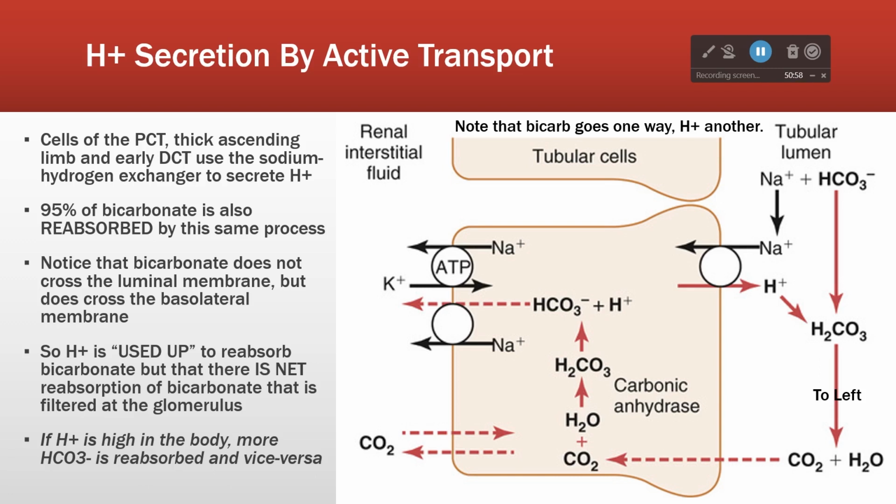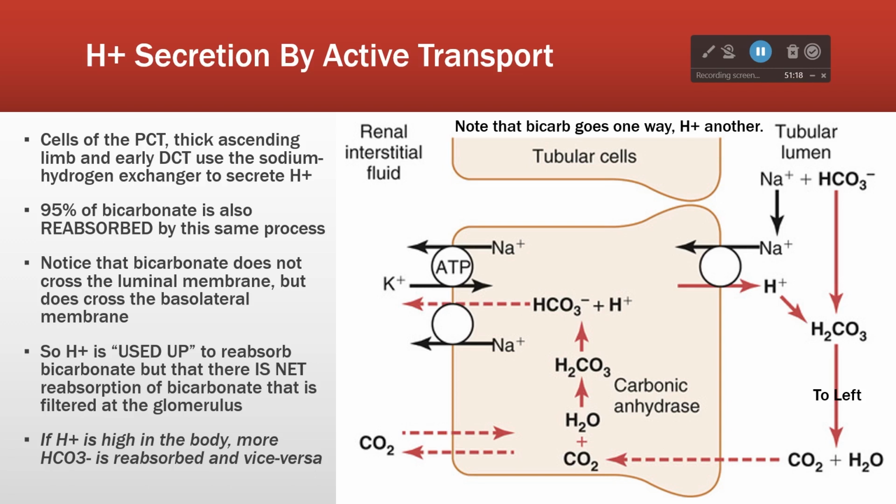So in the tubular lumen, we have sodium and bicarbonate. We excrete a hydrogen ion. Woohoo, we got rid of a hydrogen ion from the body. It's going to combine with the bicarb to make carbonic acid, and then carbonic anhydrase is going to split it into CO2 and water. Now this is where it gets weird.